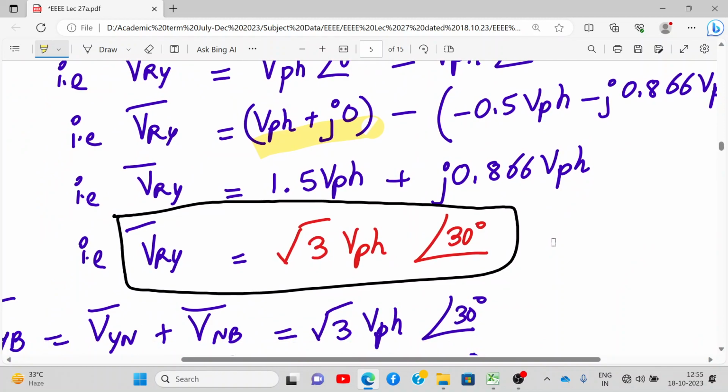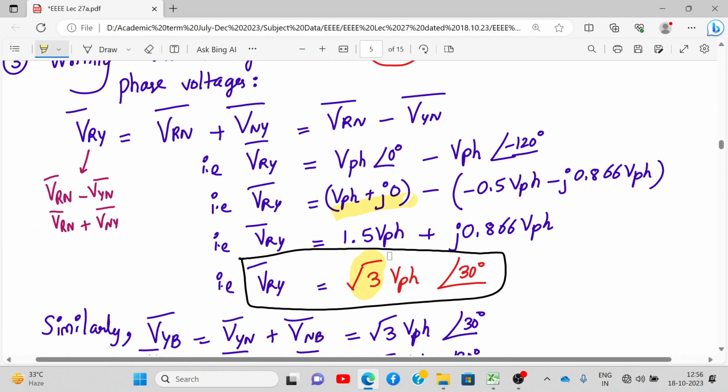And finally, you convert it back to polar, and you get VRY as root 3 V phase angle 30 degrees. What's the meaning of this? What is VRY? Line voltage. And what is V phase? Phase voltage. So the phase difference between the phase voltage and the line voltage is 30 degrees. And what's the magnitude-wise difference? Root 3 times. Line voltage is root 3 times the phase voltage, and the phase difference is 30 degrees. Okay. So write this one example.